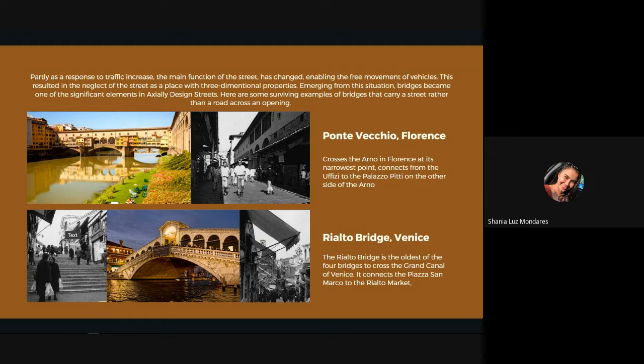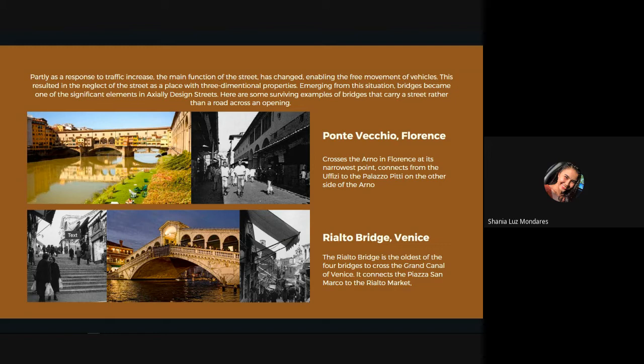The second one is the Rialto Bridge in Venice. This is the oldest among the four bridges that cross the Grand Canal. The present Ponte di Rialto was built in stone between 1588 and 1591 by Antonio da Ponte to substitute the wooden bridge which had collapsed two times and had been partially burnt down in 1310. The design of the stone bridge is still similar to its predecessors, with two inclined ramps that are connected by an arch in the middle. This bridge connects the Piazza San Marco to the Rialto Market.